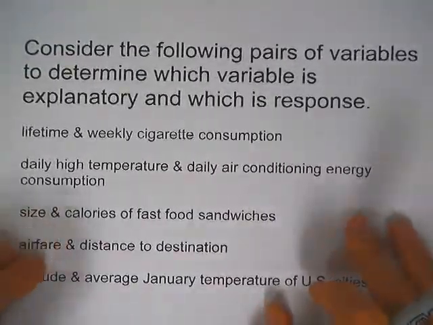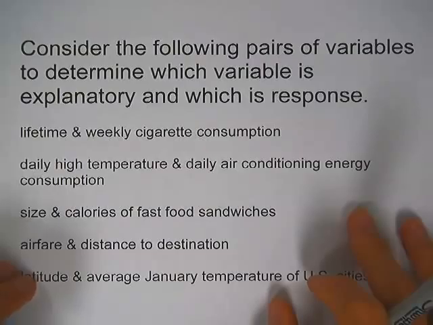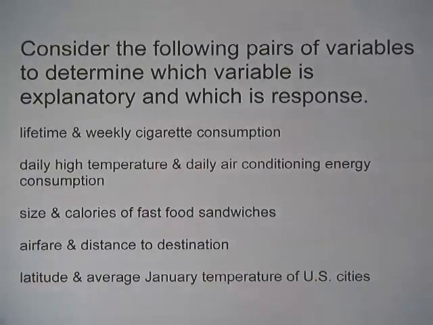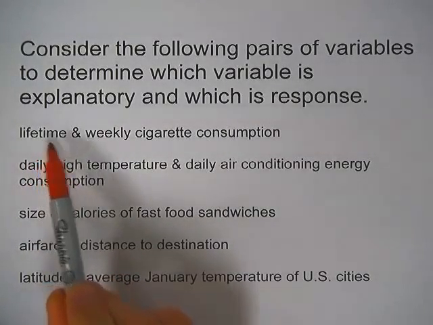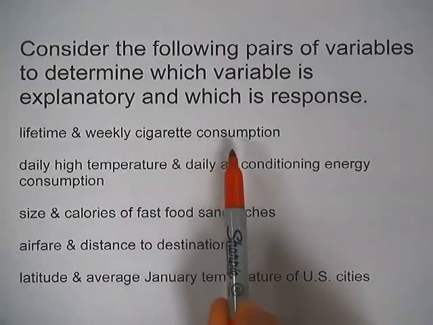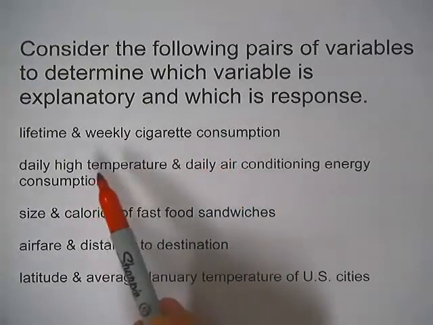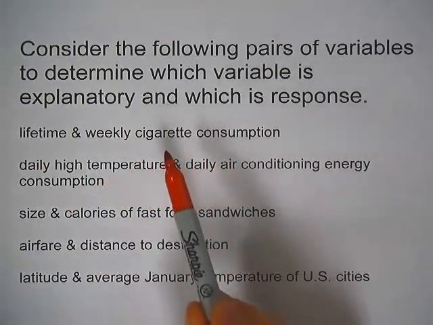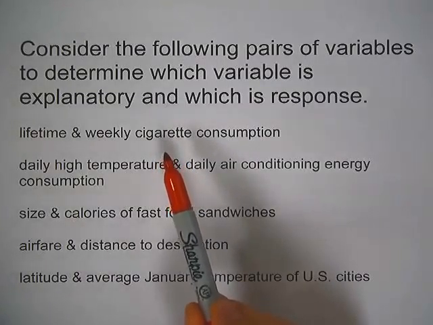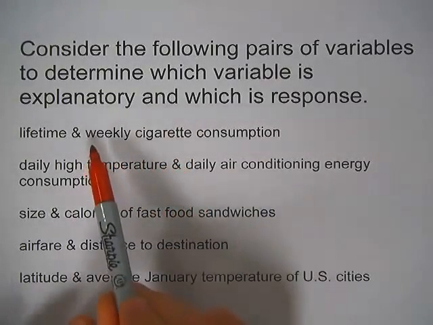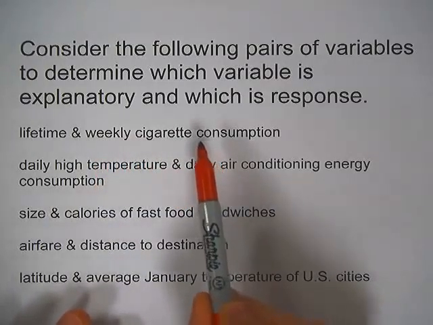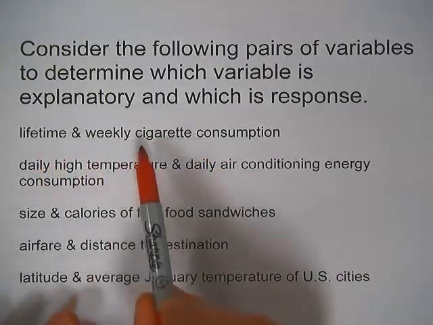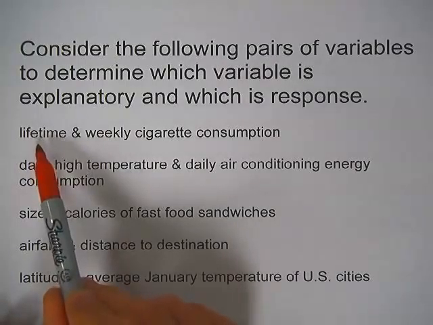Okay, so now what we're going to do is look at a couple different pairs of variables and try to figure out which is the explanatory variable and which is the response variable. So the first pair I have here is lifetime and weekly cigarette consumption. It's widely known that cigarettes do have a detrimental effect on lifespan. So cigarette consumption is going to cause a change or cause an effect in lifetime.